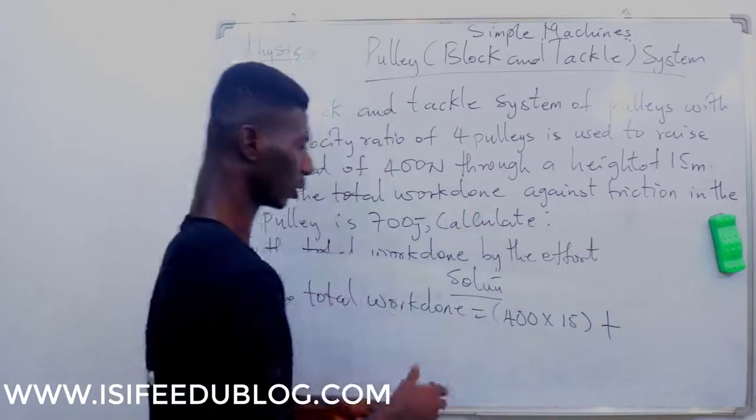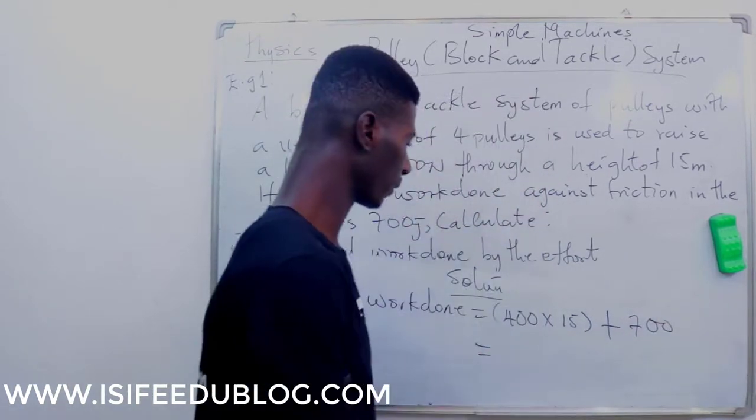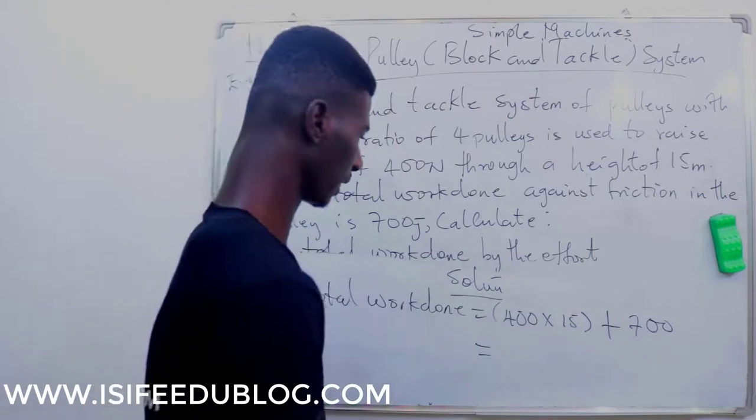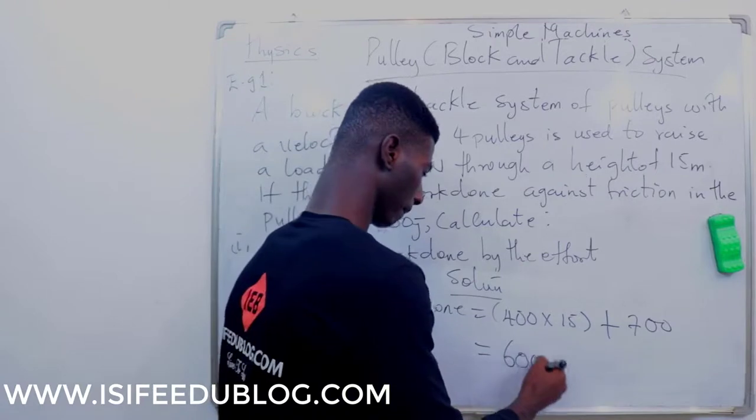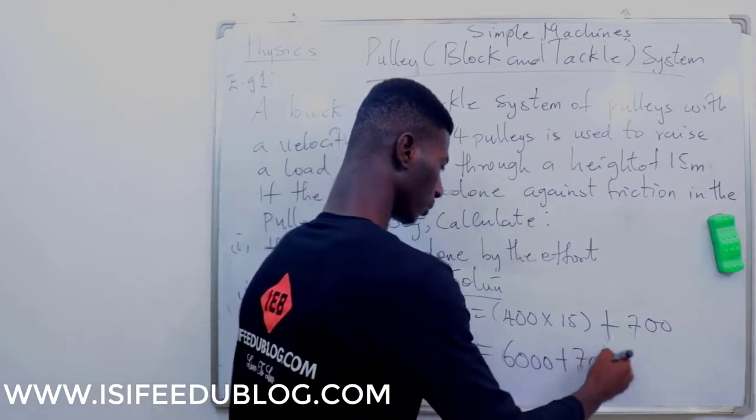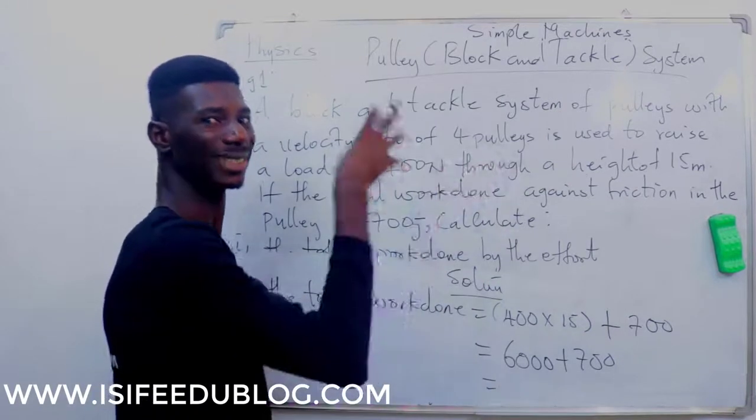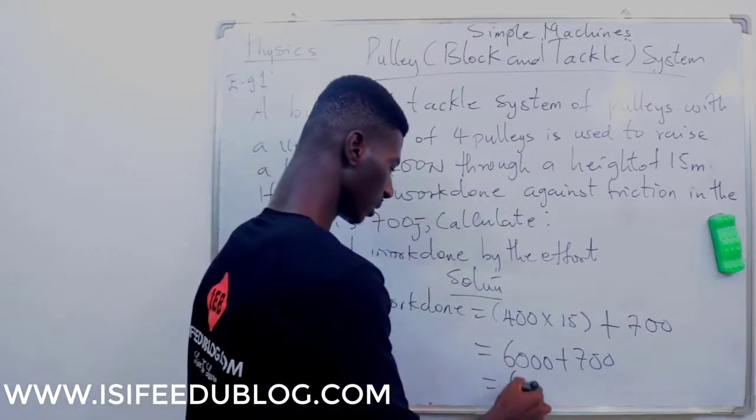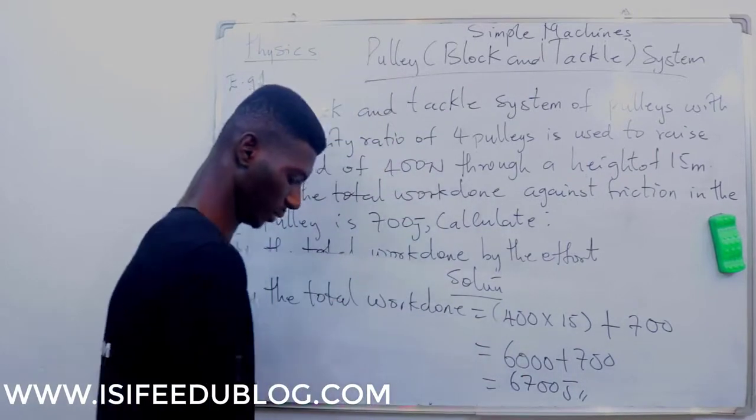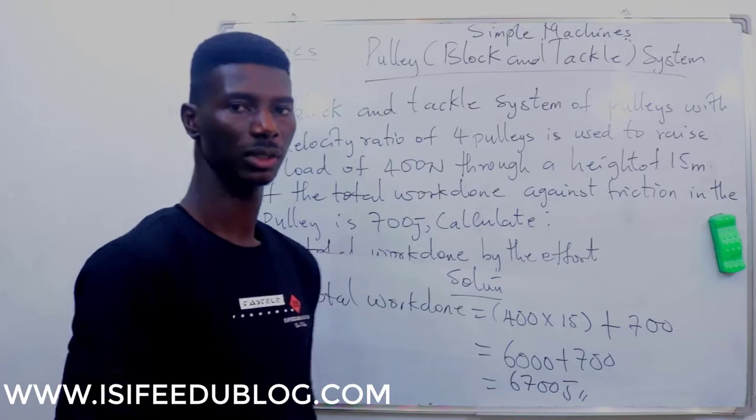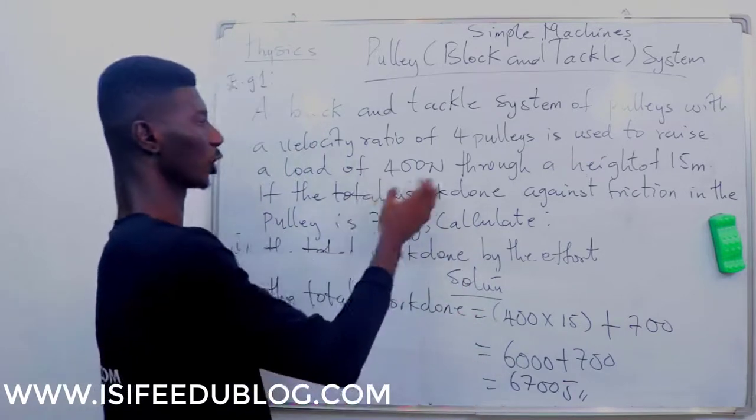So what is that work done? 700. So we have 400 times 15. If you punch your calculator, it will give you 6,000, plus 700. So the total work done by the effort in this particular system is 6,700 joules. Please, this is how to solve this particular question. This is what will happen.